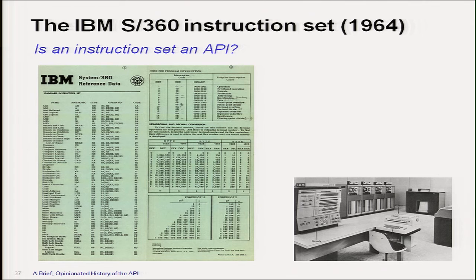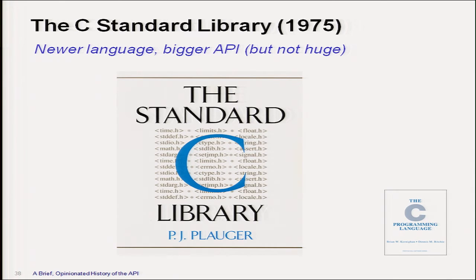What about the IBM 360 instruction set? Is that an API? It certainly passes the definition, but not everyone thinks of an instruction set as an API. So I leave it to you to tell me whether that's an API. Of course, the C standard library, just like the Fortran library, was an API. Because it was a newer language, it has a bigger API, but still not huge. It was written in 1975.